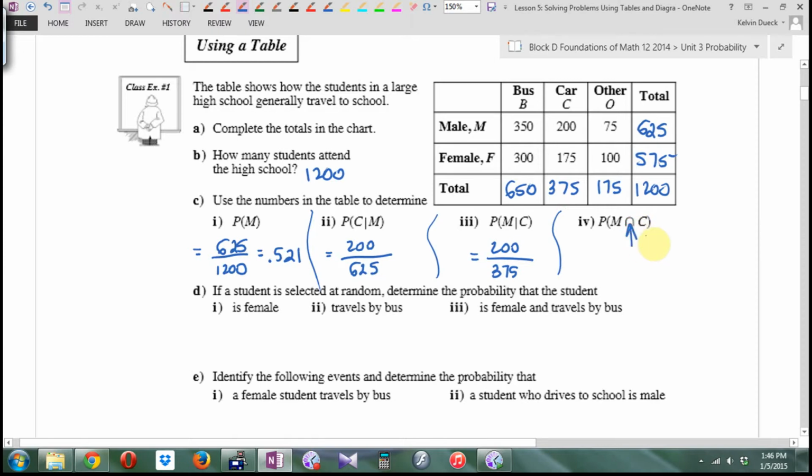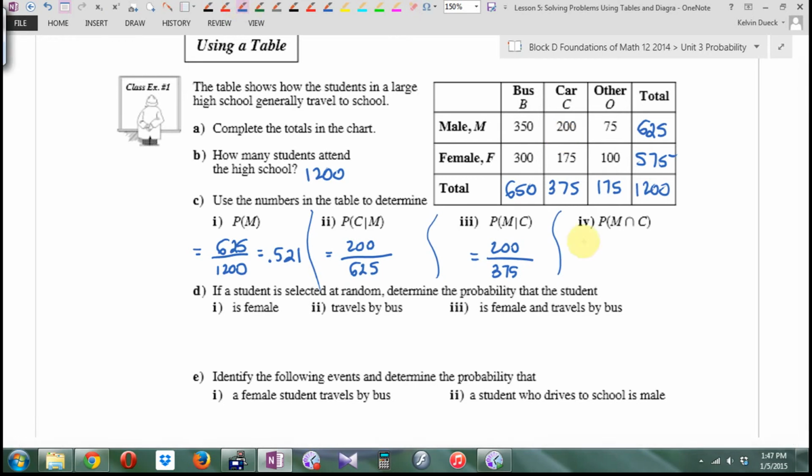What's this symbol here? And. Okay. What's the probability of M and C? Now, there's two ways to do it. One way is to say, here's the males and cars out of that many total. It is going to be 200 out of 1,200. But what does "and" mean?